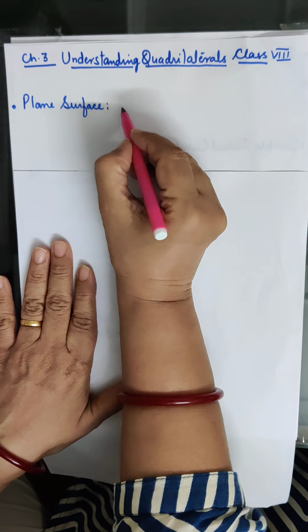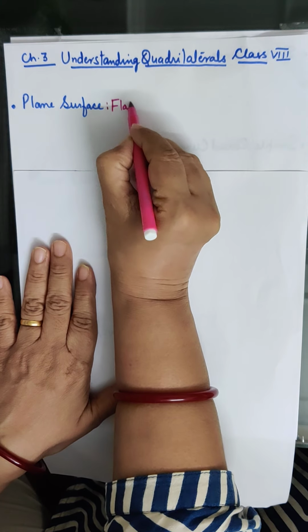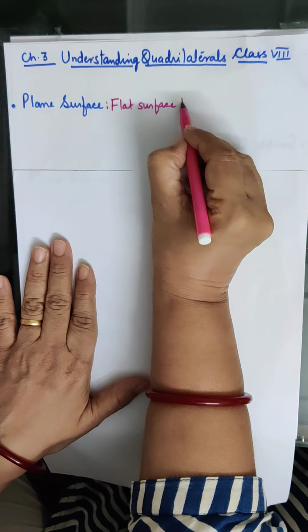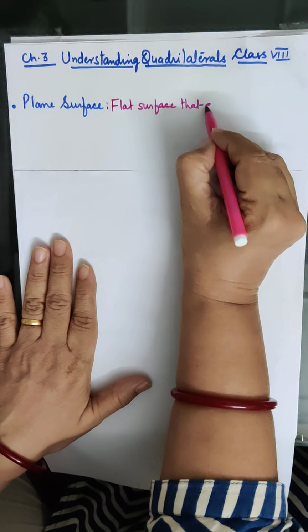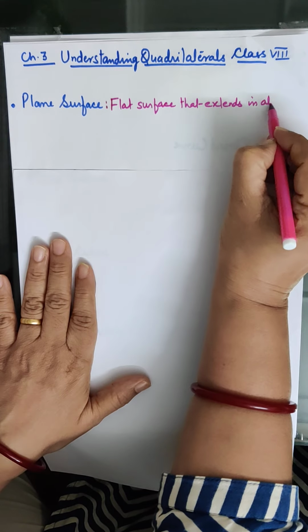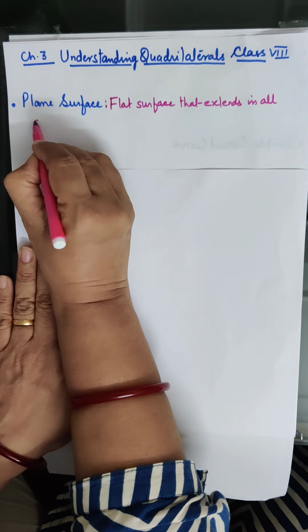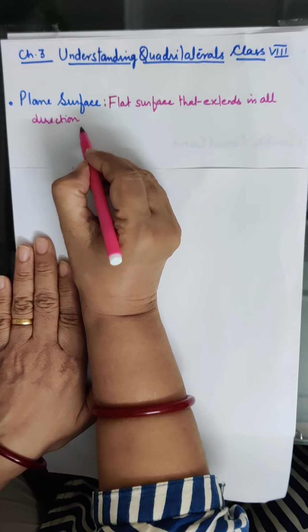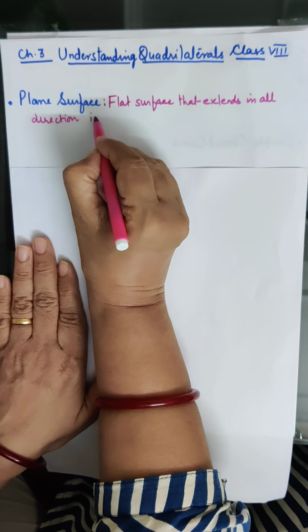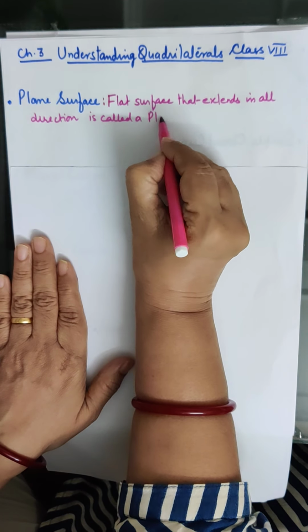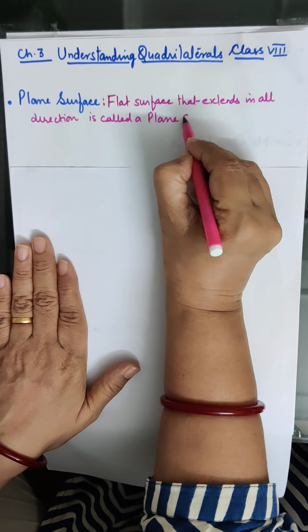Plane surface is the flat surface that extends in all directions is called a plane surface.